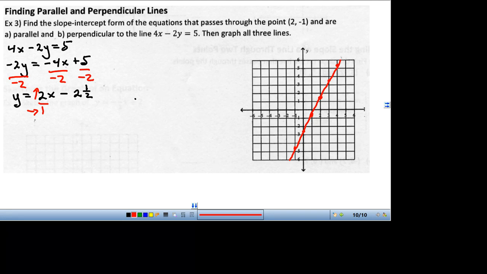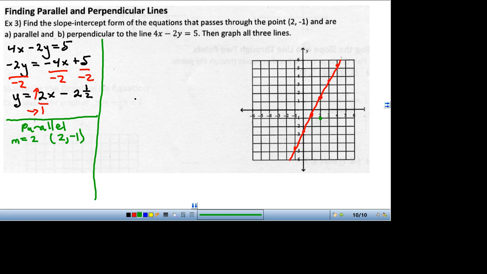Now, we want to graph the line that's parallel and also perpendicular. And they go through the point 2, negative 1. So I'm just going to put 2, negative 1. That's my point, 2, negative 1. So let's do the parallel one first. Parallel. So I know that my slope is 2, and I know it goes through point 2, negative 1.